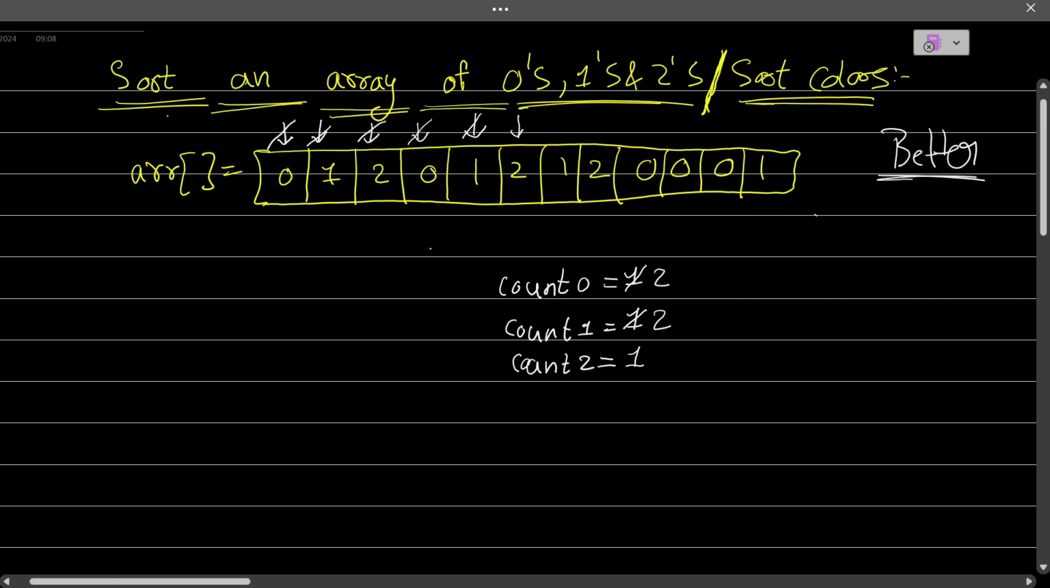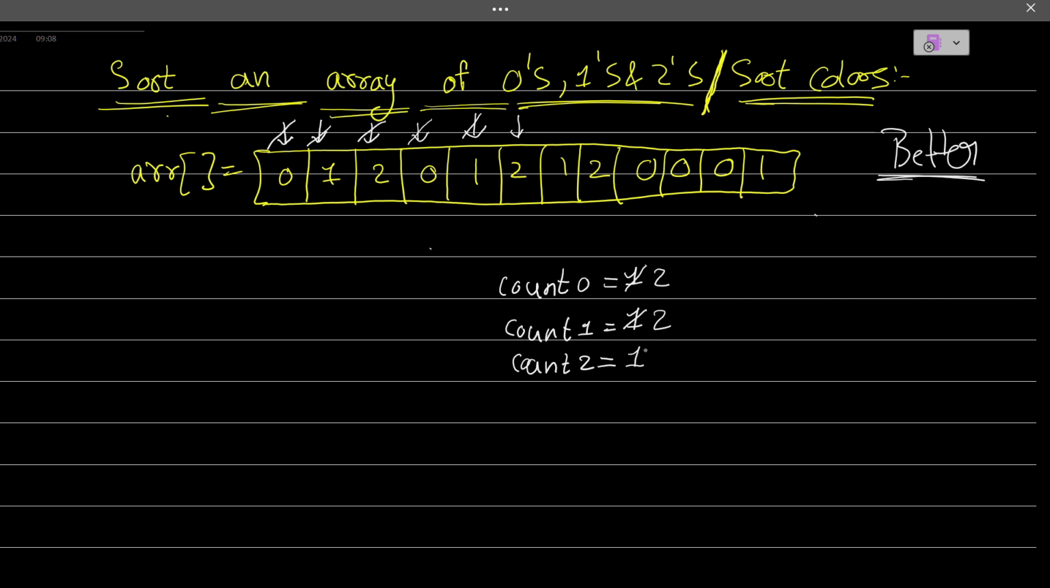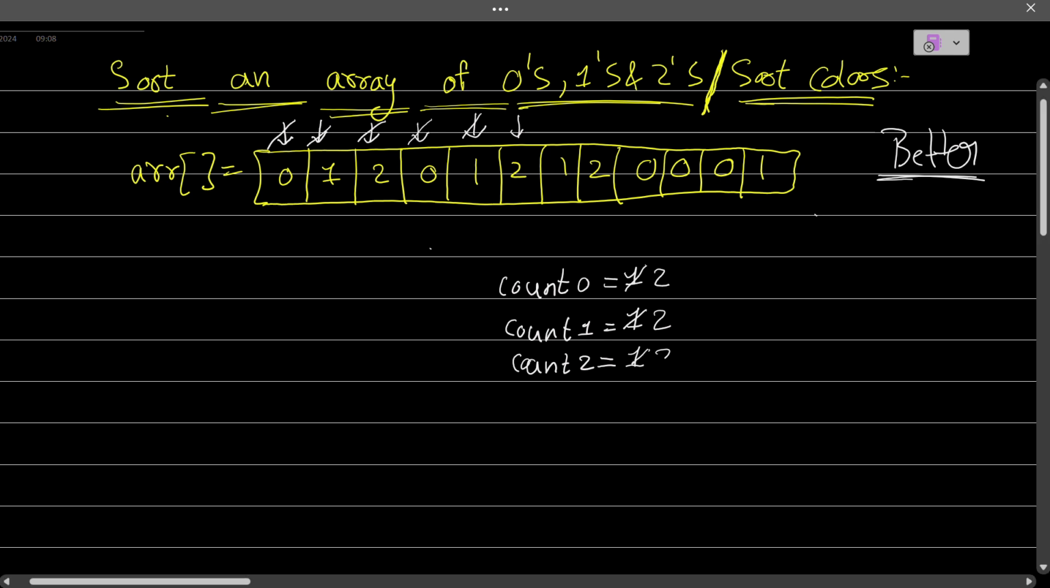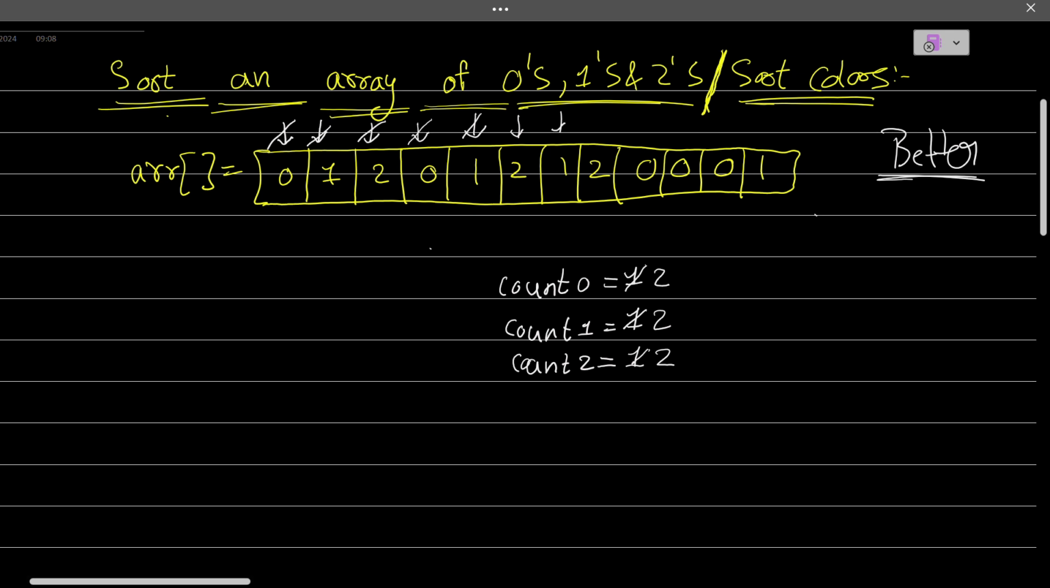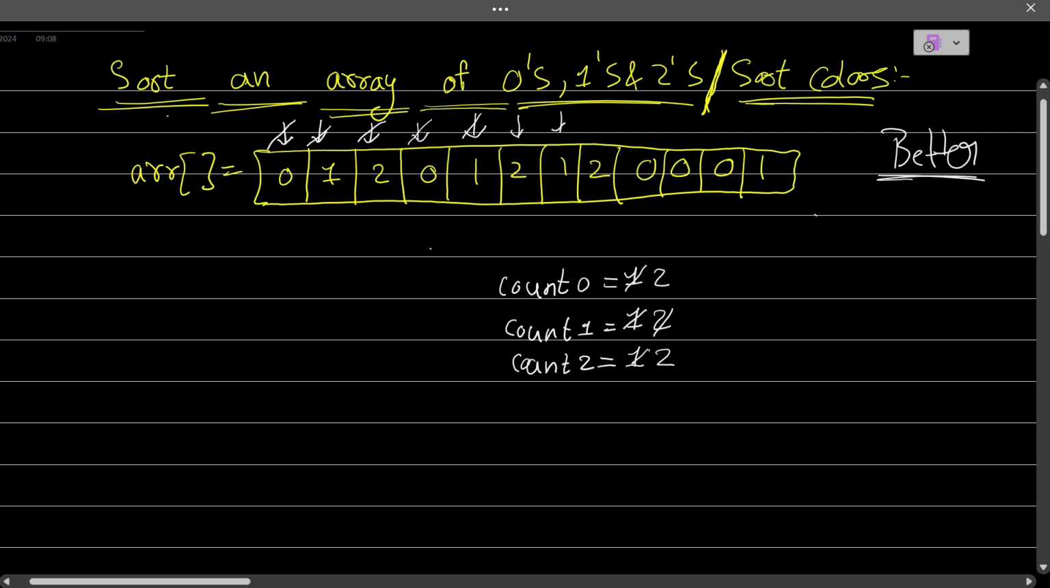Then the element is 2, so I'll increase counter 2 by 1. Then it'll be 2. Then I move, and again there is a 1, so I'll increase counter 1, which will then be 3. Then I move, and I get a 2, so I'll increase counter 2 by 1. Then it'll be 3. Then I move.